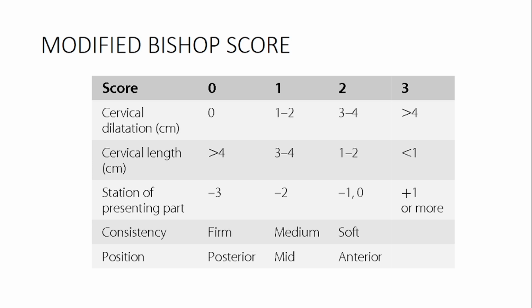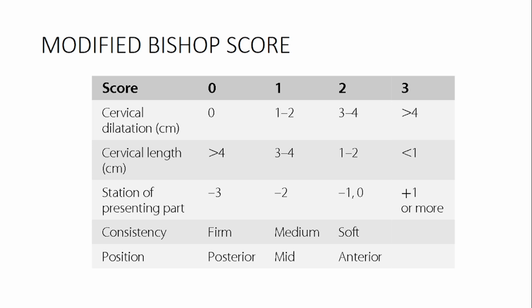The station of the presenting part is the level of the descent of the fetal head in the pelvis. If the head of the fetus is at -3 station, that means there is no descent at all, so it scores 0. At -2, there's a distance above the ischial spine, therefore it scores 1. Between -1 and 0, that means at the level of the ischial spine, so it scores 2. And if it is +1, the presenting part is below the ischial spine or even more down, so this woman will score 3, maximum 3.